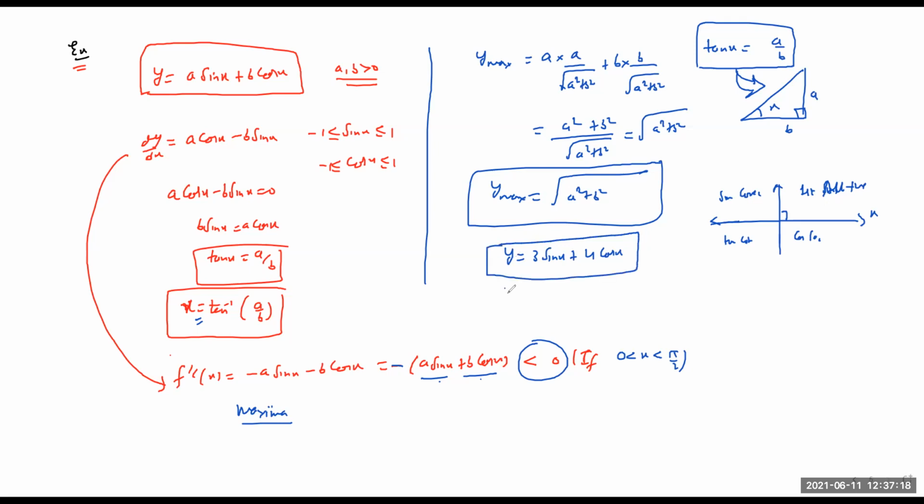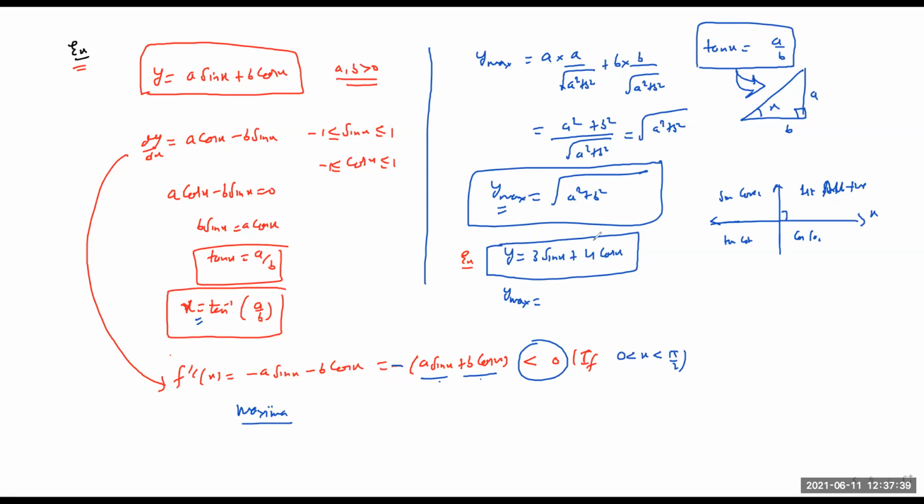Sir, here A is 3 sin x and B is 4 cos x. No, the maximum value of y directly. This is what I am asking. 9 sin x square plus 16 cos x square under root. No. We don't square sin and cos. We only square the coefficient.